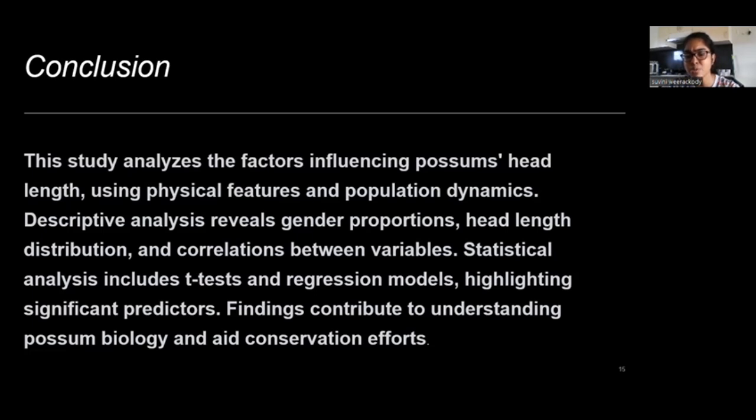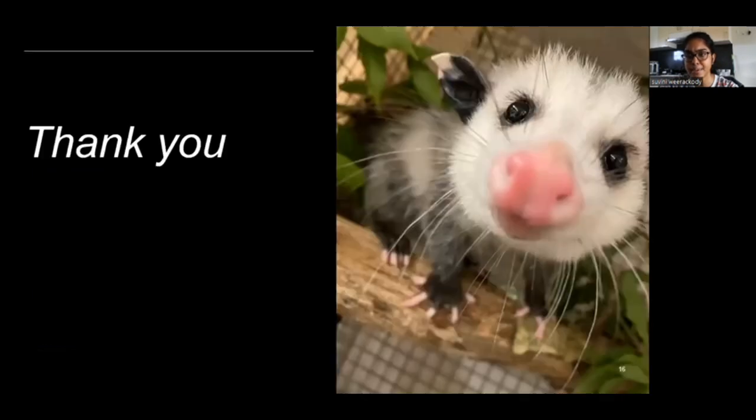The pie chart shows the proportion of male and female possums in the sample, with slightly more males captured for the study. The histogram of head length indicates a roughly normal distribution, suggesting no extreme observations causing skewness. The box plot comparing head length indicates the mean is slightly higher for males. Thank you.